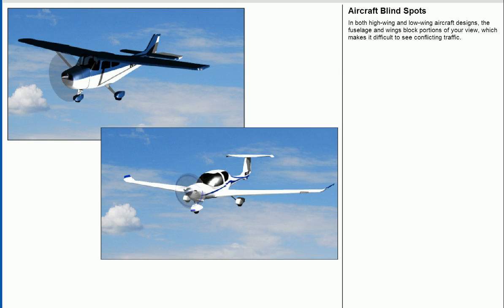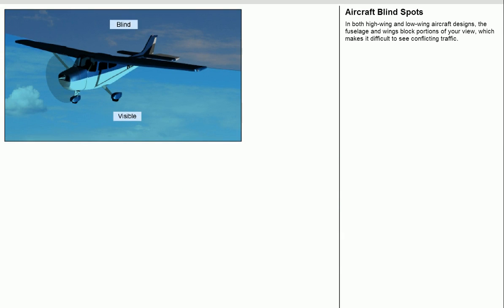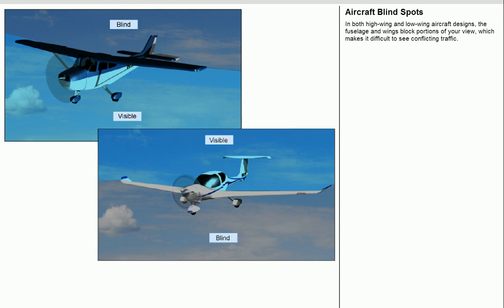Airplanes, like automobiles, have problems associated with blind spots. In both high-wing and low-wing aircraft designs, the fuselage and wings block portions of your view, which makes it difficult to see conflicting traffic. For example, in a high-wing airplane, it's easy to see below the airplane, but difficult to see the area above it. The reverse is true for low-wing airplanes. These blind spots can be a serious problem, particularly when turning or during the approach and landing phases of flight.